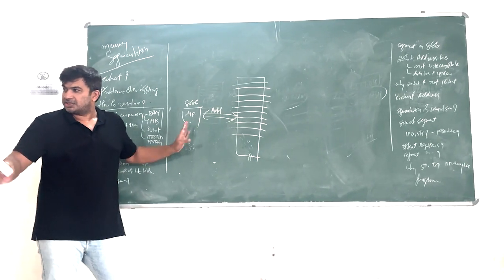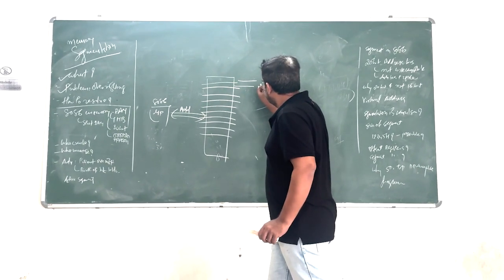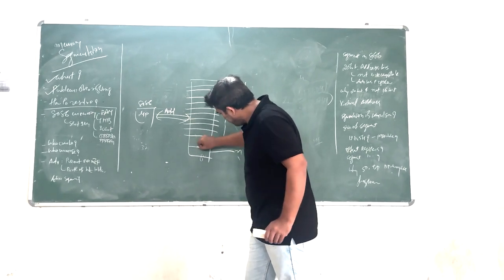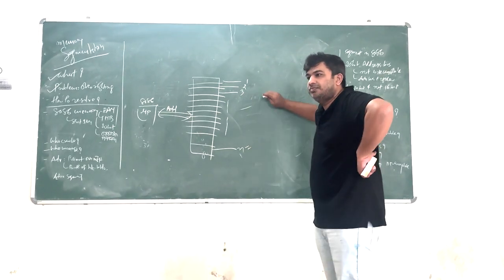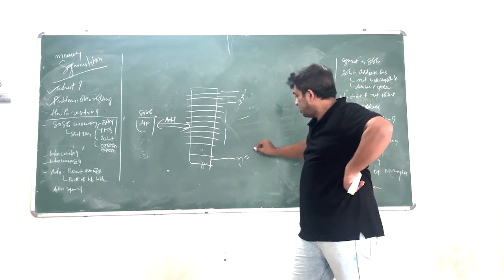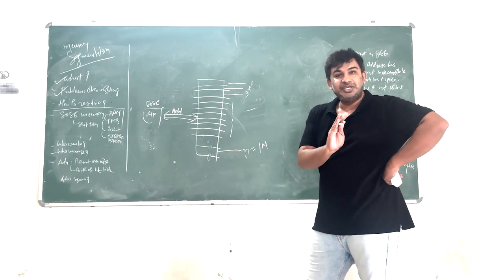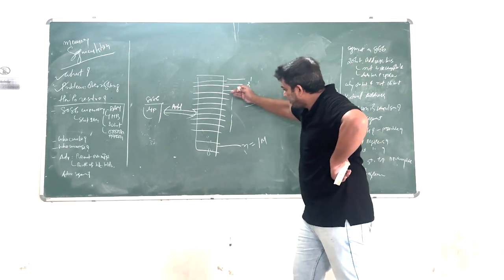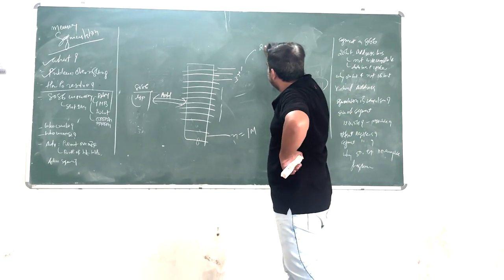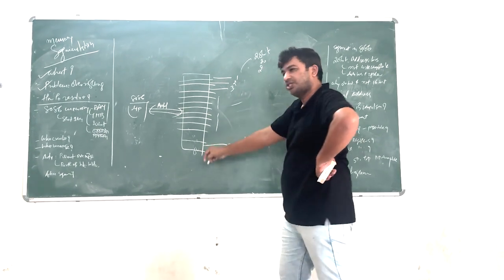This is location 1, location 2, location 3. This is my location N. What is this N equal to? 1 million. How many such locations are possible? 1 million. Why? Because our address bus is 20 bit, so 2 raised to 20 locations are possible.